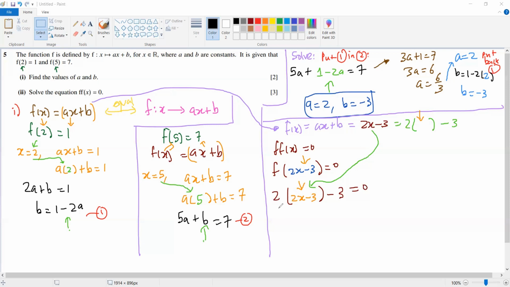Now let's expand this out and solve it. 2 times 2x is 4x. 2 times minus 3 is minus 6, minus 3, equals 0. Solving, we get 4x equals 9, so x is 9 over 4. Instead of writing 9 over 4, if the decimal ends, it's good to write it as 2.25. So x is 2.25. Thank you.